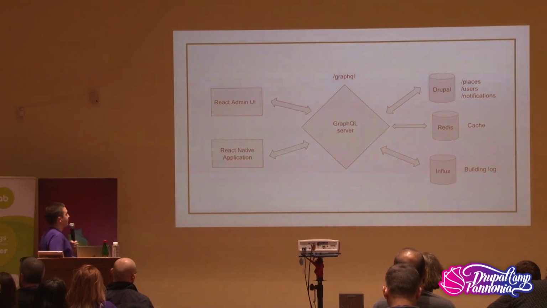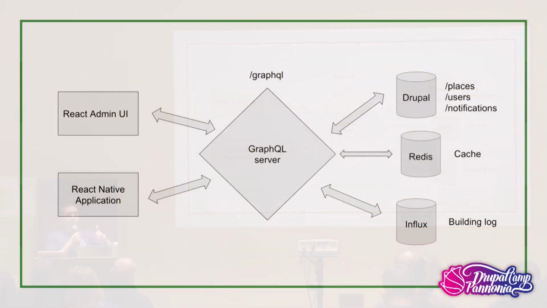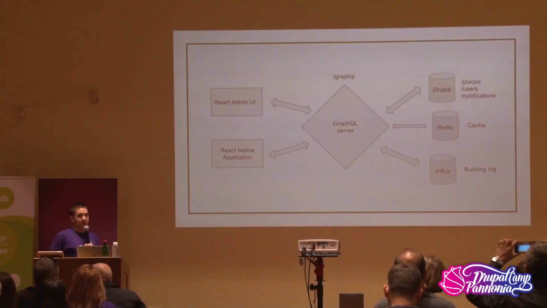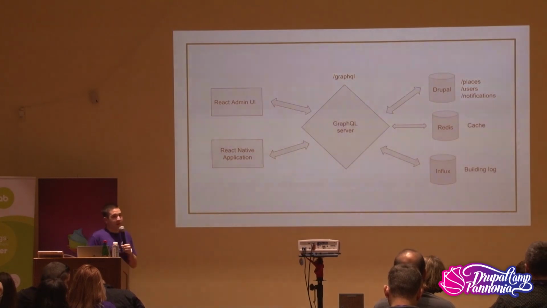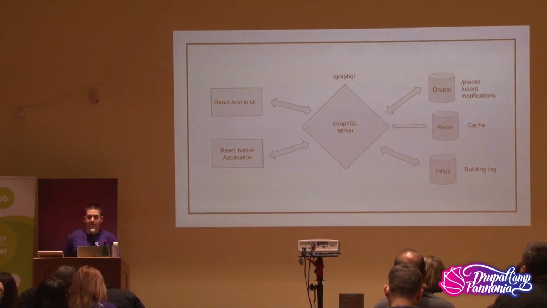And this is how GraphQL works. GraphQL is only one endpoint, so we don't need to look at the documentation or ask the backend developer, hey, what is the endpoint of this entity? We just look at the available queries in our development interface, and the React application or React Native mobile application asks the GraphQL server, and the GraphQL server returns data from Drupal, Redis, or Influx based on the query.